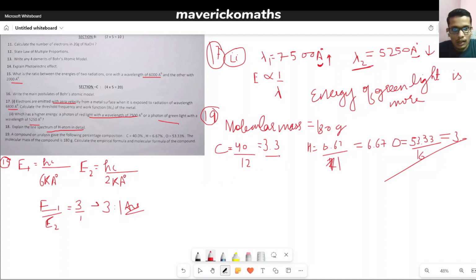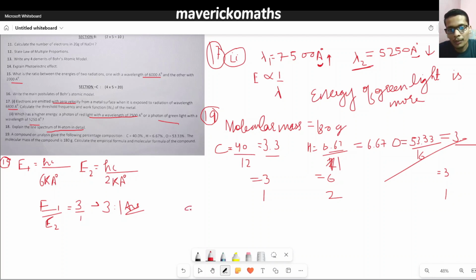See, this is 3, this is 6, this is 3. Can I write this 3.3 as 3, and this 6.67 as 6? Then this 3 point something, let it be 3 only. Now make a simpler whole number ratio of this. Simply I am dividing all three numbers by 3. I got 1, 2, and 1.